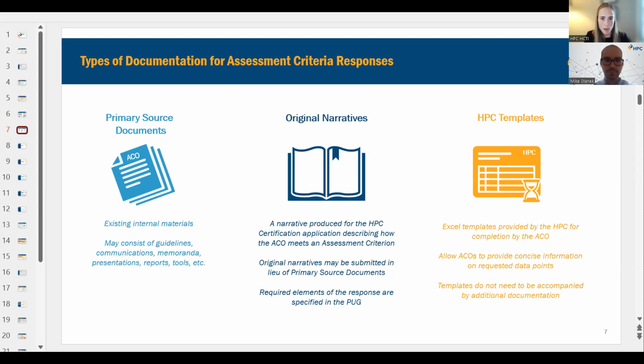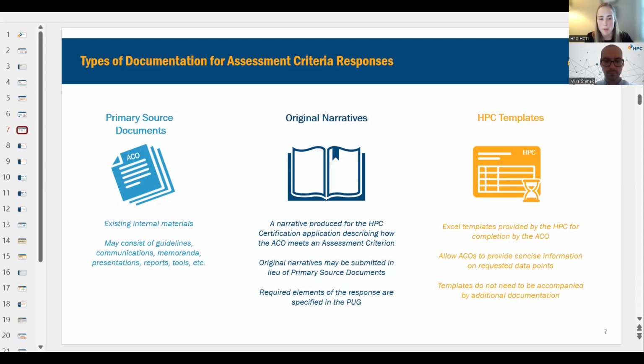So with that framing, the first type of documentation are primary source documents. These are materials created within your organization within the past 2 years leading up to the certification period. And this could be an internal memo, a summary report, presentation, or a screenshot from a tool that's being used by teams, among other materials that you would have generated within your organization.